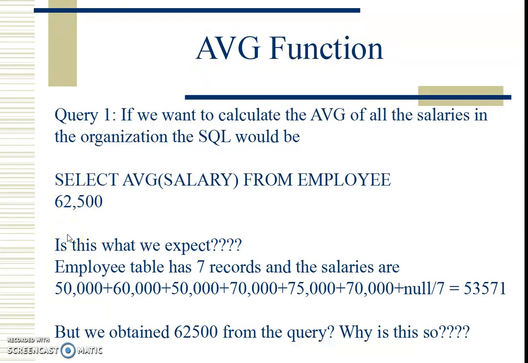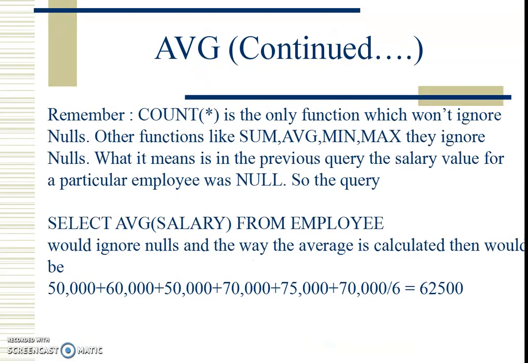Why this is happening is because of a null value. One of the records has a null value as a salary. All your functions except count will ignore null values. This is a rule. In the sense, all your aggregate functions except count ignore null values. If there is any null value, sum won't consider it, average won't consider it, min and max won't consider it. Only count will consider the null values, or it will just count the null value also. That's why the average behaves differently. If there is a null value, it will just ignore it, right?